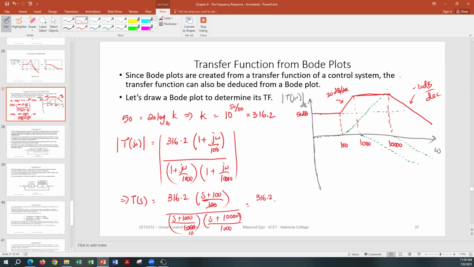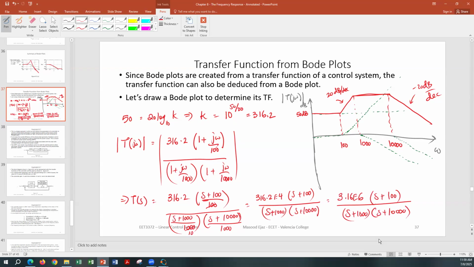316.2 times 10,000, which is exponent 4. So S plus 100 over S plus 1000, S plus 10,000. 316 exponent 4 is 3.16 exponent 6 in engineering notation. That will be the final transfer function of this thing.